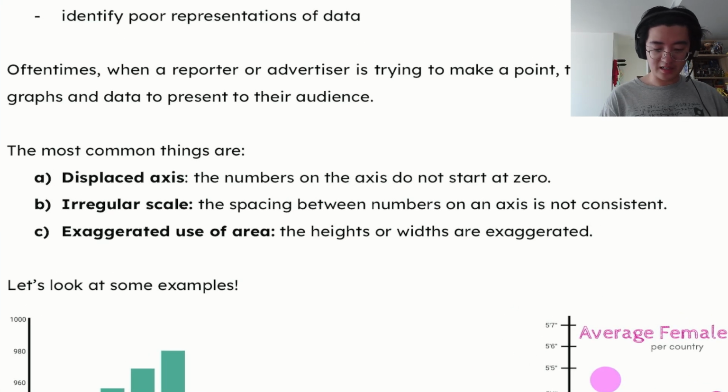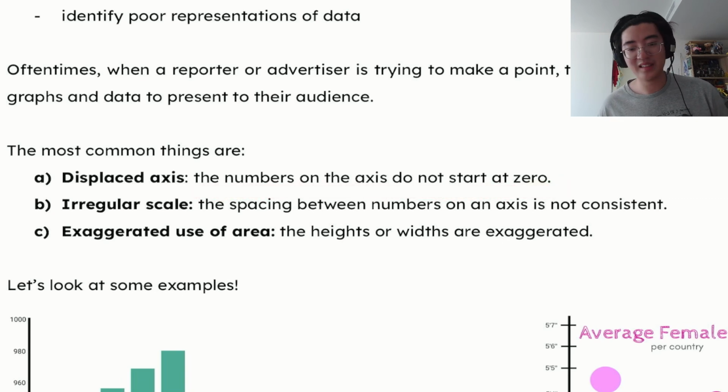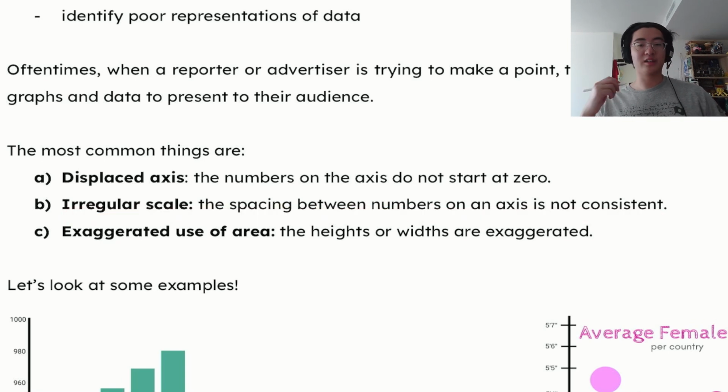We want to make sure that its axis is not displaced, right? Because sometimes the graphs don't start at zero. Right? Remember in the exercises we did in the past in the graphing unit, that will always start at zero. Right? But not all graphs do it. Sometimes they have irregular scales. Right? It doesn't really go up by one each time. Sometimes it can go up by different amounts.